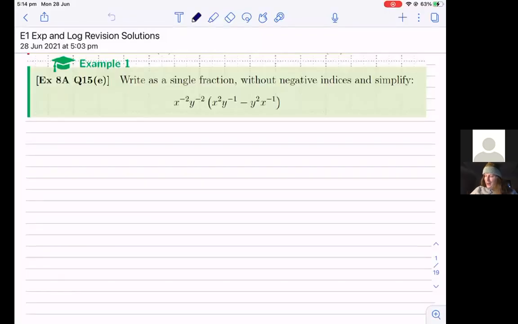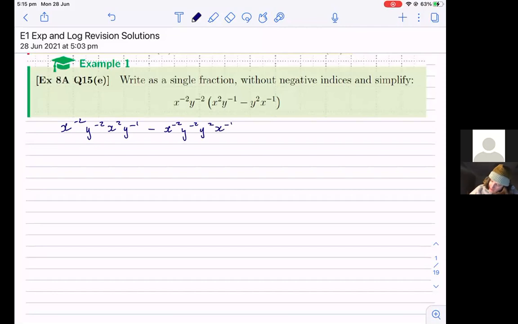Okay, so expanding brackets, fairly simple. So we've got x to the minus 2, y to the minus 2, x squared, y to the minus 1. Take x to the minus 2, y to the minus 2, y squared, x to the minus 1. Let's add these indices.